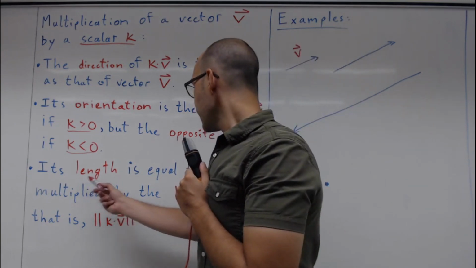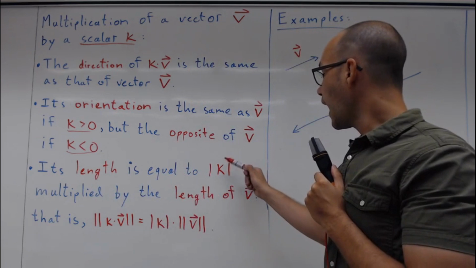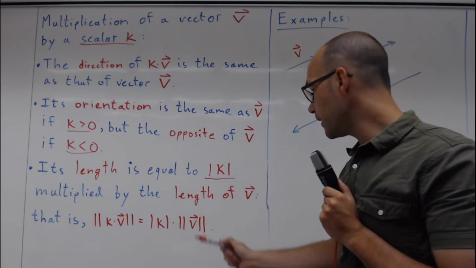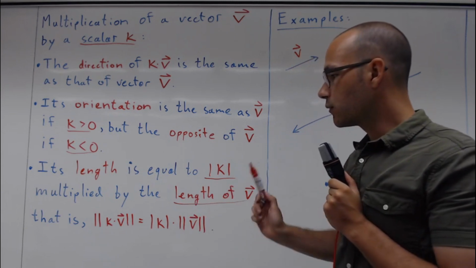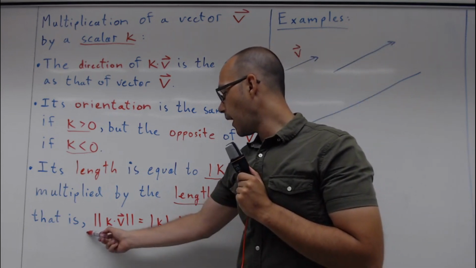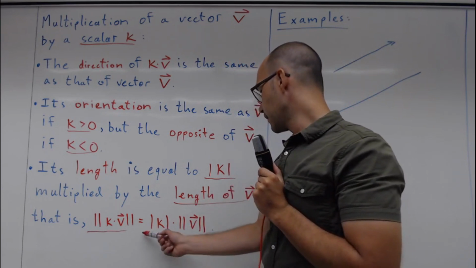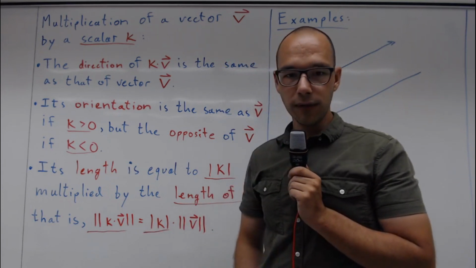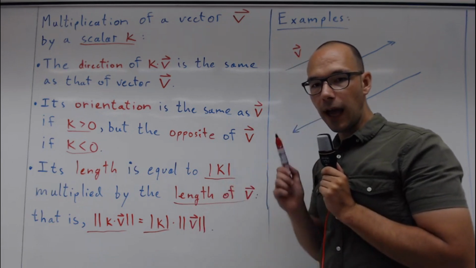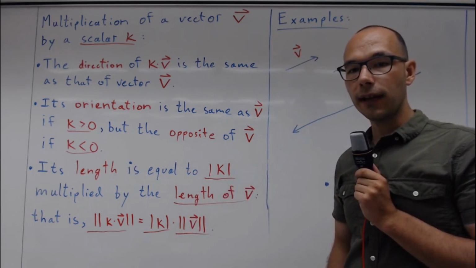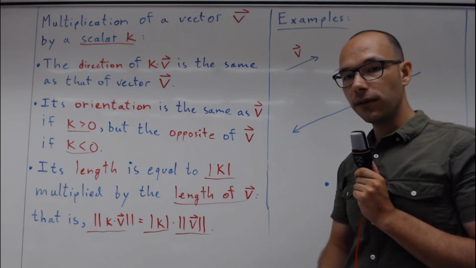Its length is equal to the absolute value of k multiplied by the length of v. So we write: the length of the resulting vector is the absolute value of k multiplied by the length of v. So that's how we calculate the length of the resulting vector.